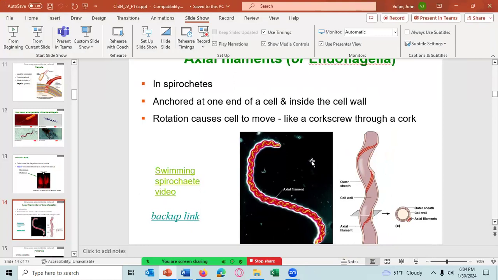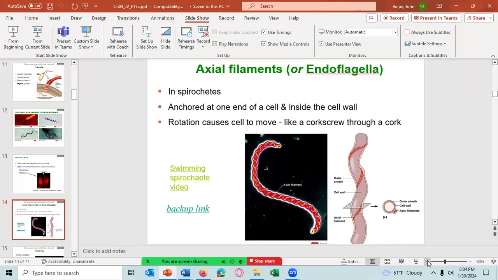Let me see if I've got this blown up. No, it looks good.